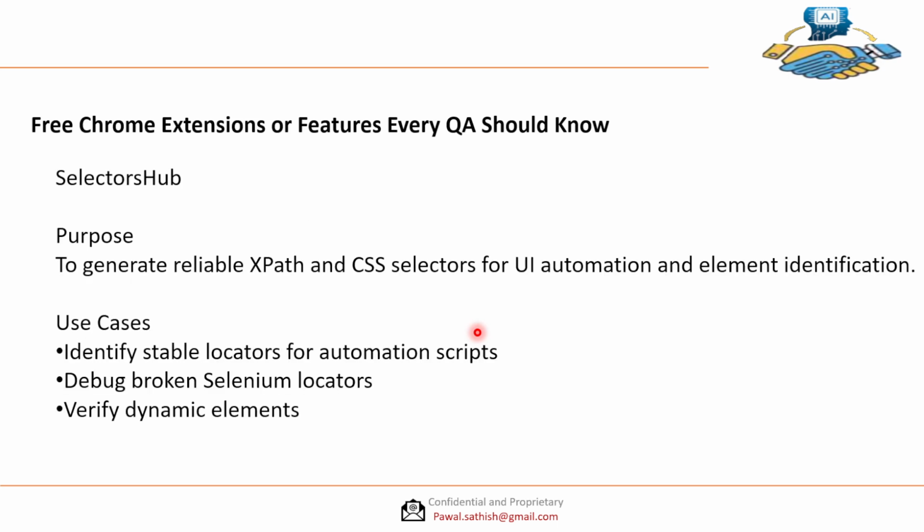First we'll start with Selector Hub. The main purpose of Selector Hub is to generate reliable XPath and CSS selectors for UI automation and element identification. When we are debugging or developing a new script, sometimes the objects are difficult to identify using XPath or CSS, so we do it manually. Sometimes on the next execution, the same XPath or CSS fails. Using Selector Hub, it will identify the unique ID or XPath and it will not fail.